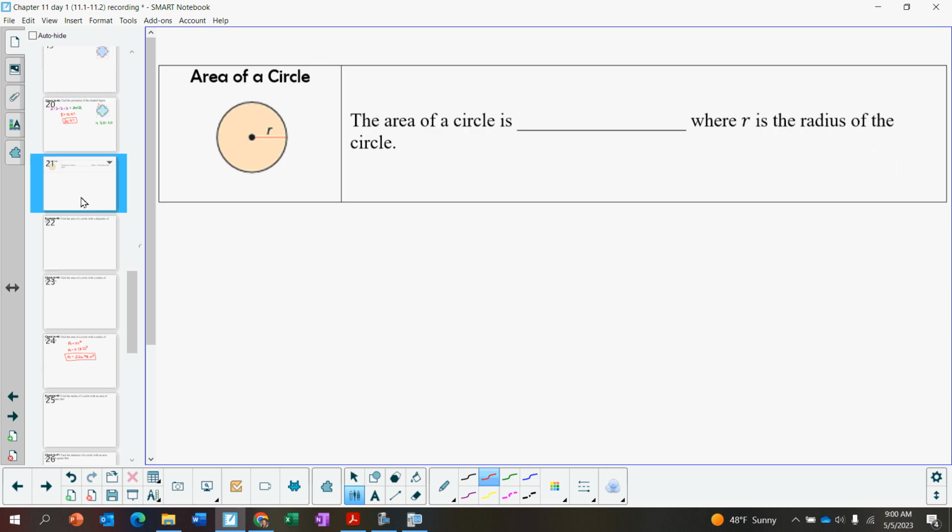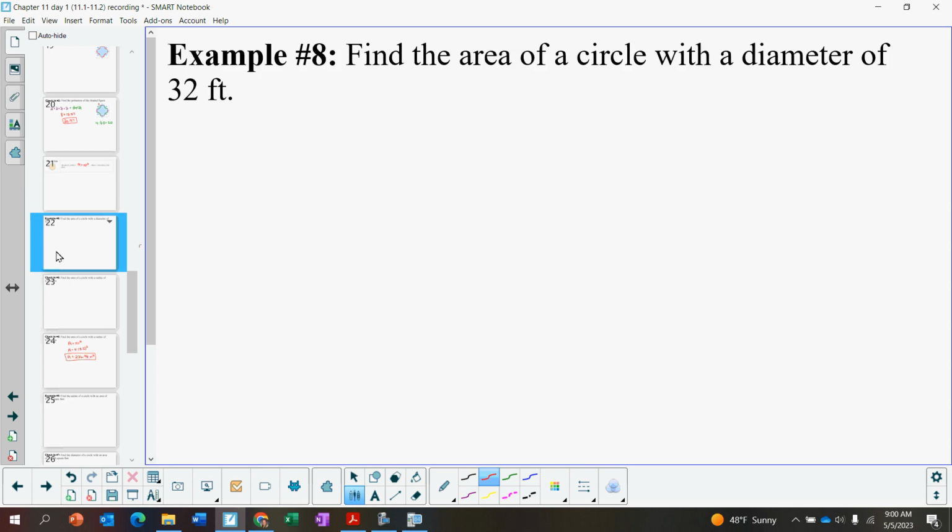All right, now we're going to talk about the area of a circle. So the area of a circle is pi r squared, where r is the radius of the circle, right? And area is talking about the amount of space it takes up. So let's start by finding the area of a circle with a diameter of 32. We no longer have an option for a formula including diameter, so we're going to have to convert this into a radius. So half of 32 is 16. So we're going to find the area of a circle that has a radius of 16.